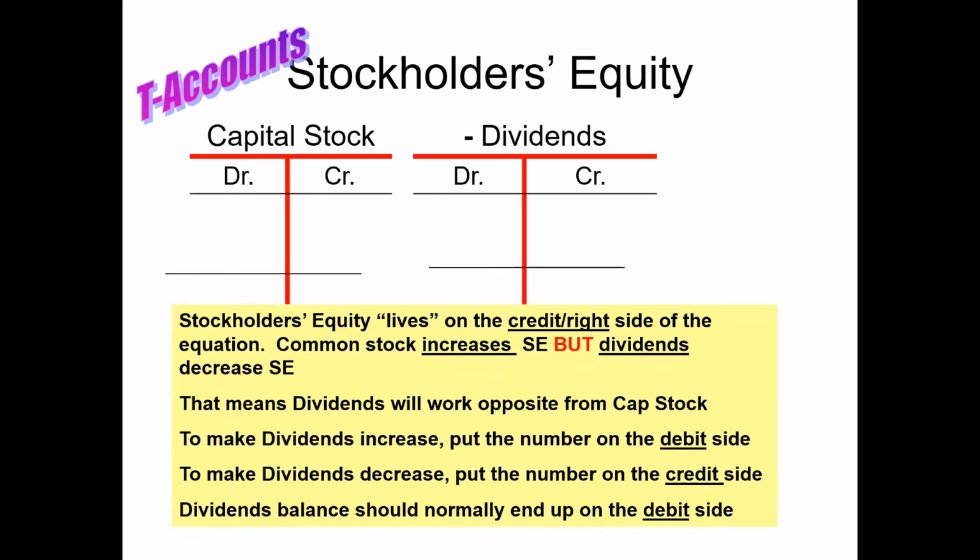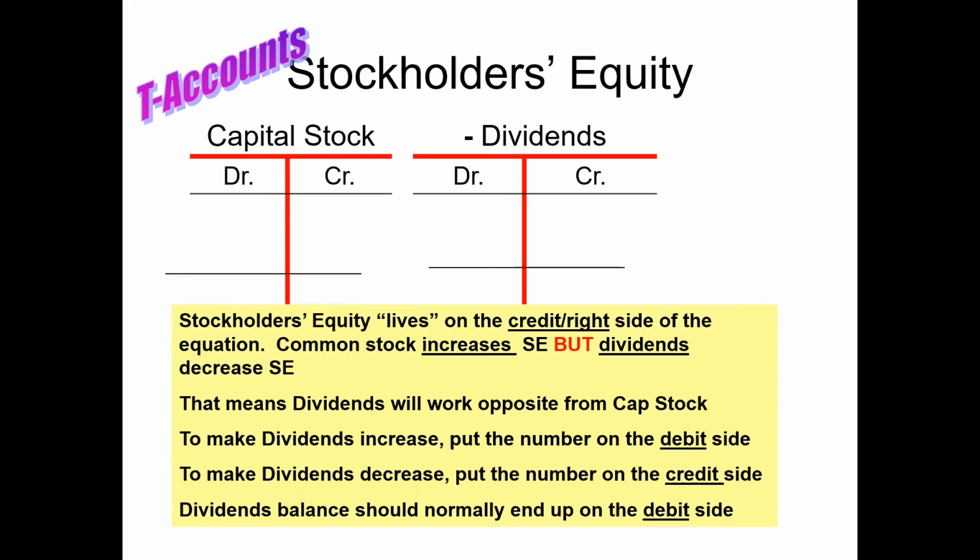The stockholders' equity lives on the credit or the right side of the equation, and common stock increases stockholders' equity, but dividends decrease stockholders' equity. So common stock is when that stockholder is putting money into the business, they're investing money into the business to get these shares of stock. Dividends is when they're getting a payout. So that's going to decrease our equity. So that means dividends will work opposite of capital stock.